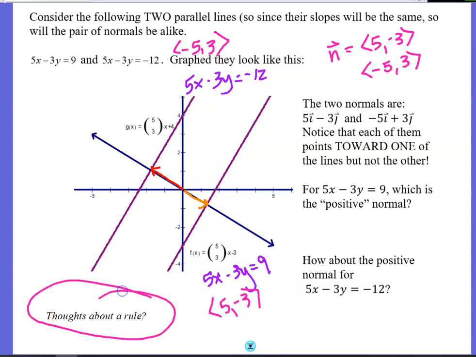Any thoughts on how we could decide which one would be the correct normal? Maybe you caught the pattern. If the C value is positive, the positive normal will be A and B directly. If the C value is negative, then you have to flip them to get the positive normal. One more time: if you're looking for the positive normal to the line, if C is positive, you can just use A and B. If C is negative, then it would be the opposite.